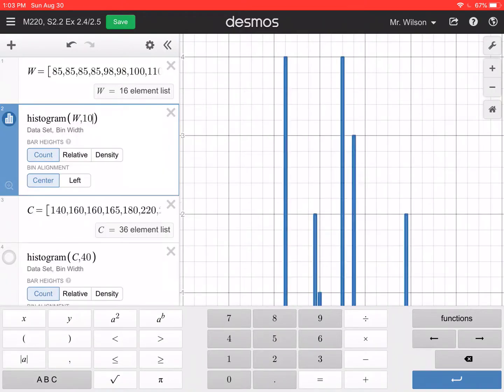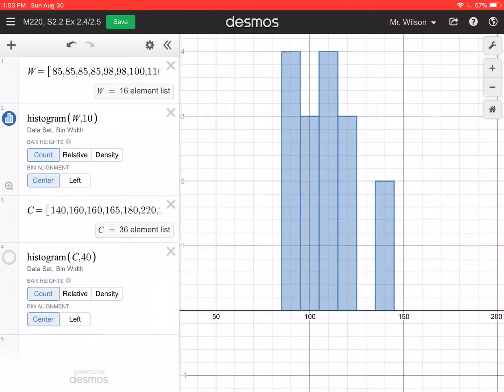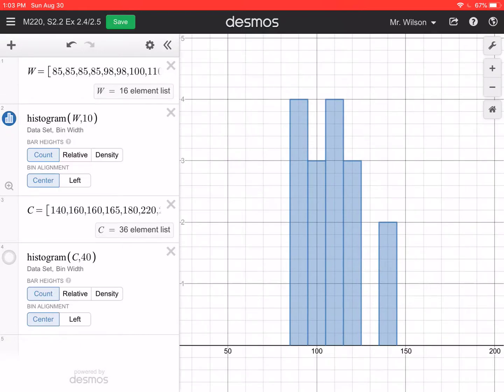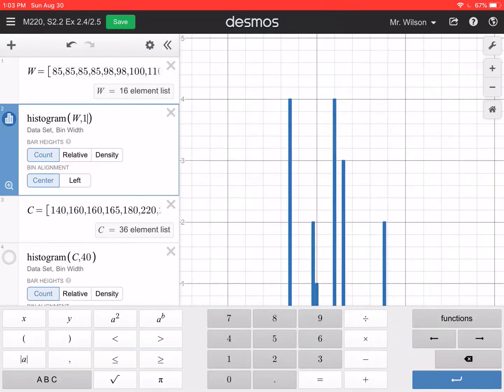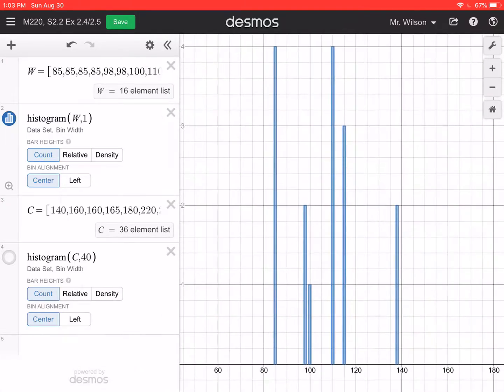So I could give them a width of like 10, like this, and it starts grouping the data together a bit more. And you can see now they're coming right up against each other, but just for the sake of maintaining that individual data, I'm just leaving it with a width of 1. But we can make wider histograms as well.